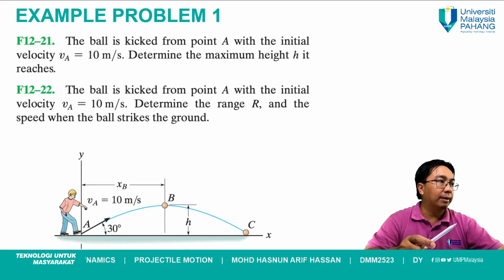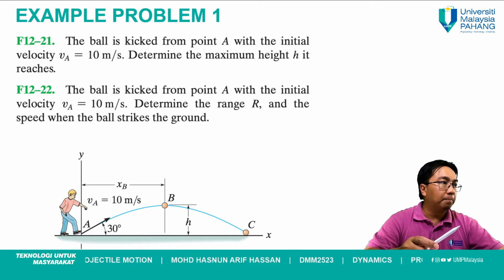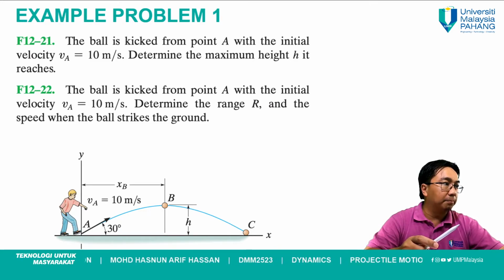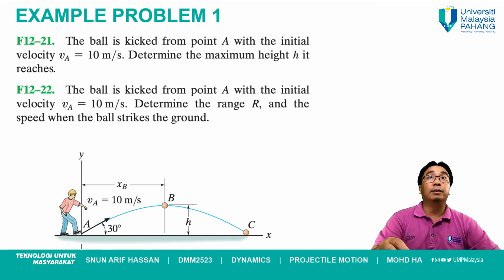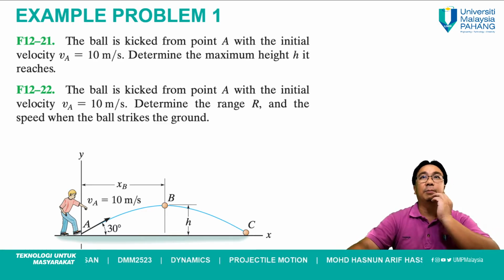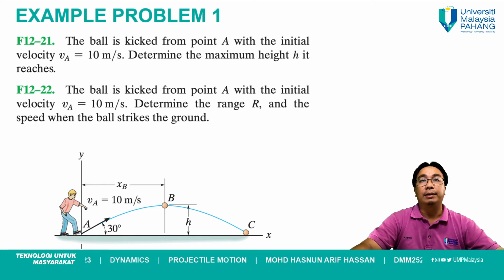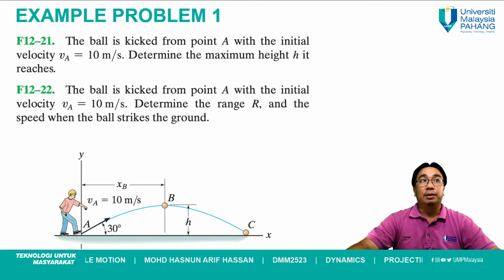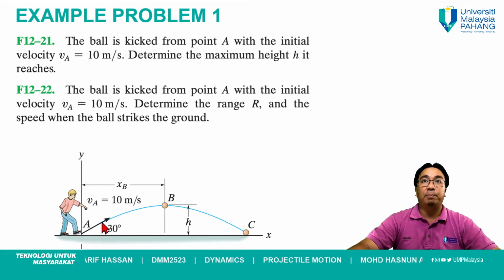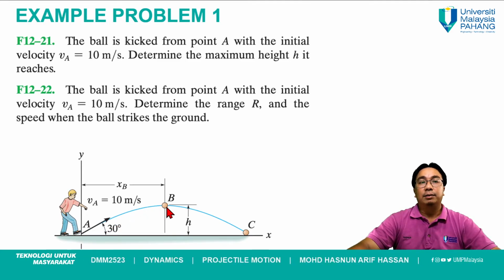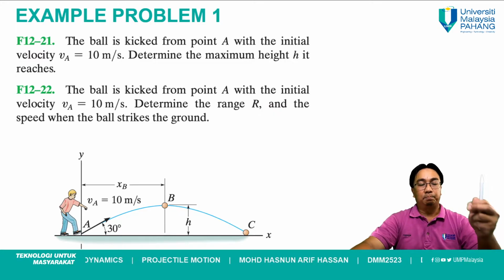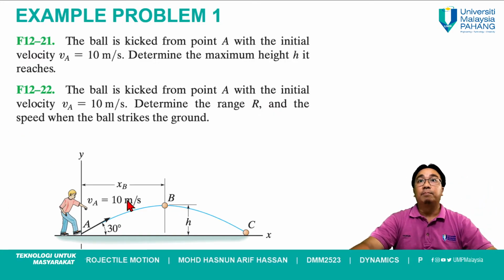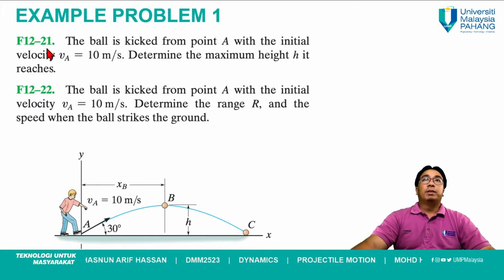Okay, so kalau tak ada, let's go to the example problem. Let's read yang pertama dulu. Okay, so basically yang pertama dan kedua ni mengguna pakai figure yang sama. You can see that there is a person, a boy, kicking a ball. Daripada point A, bola tu disepak, dia naik sampai ke peak vertical position at B, dan dia berakhir di point C. Okay, so let's look at the first question.